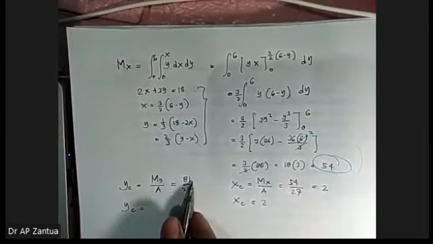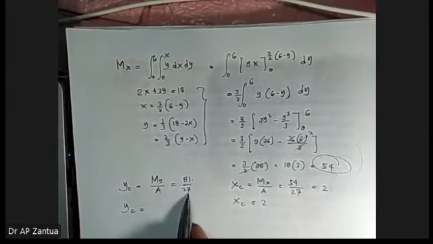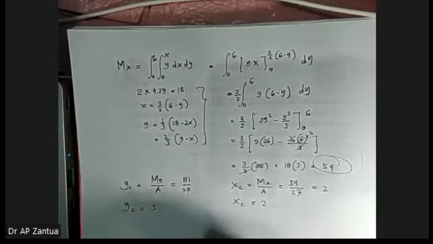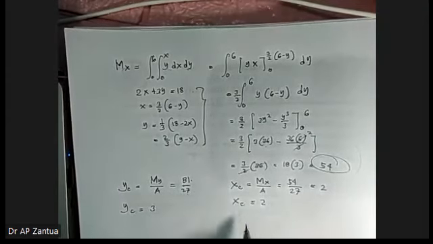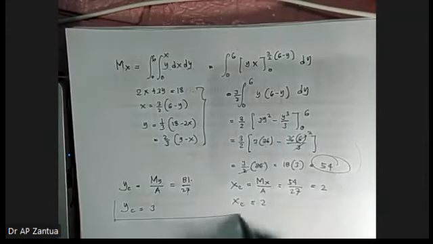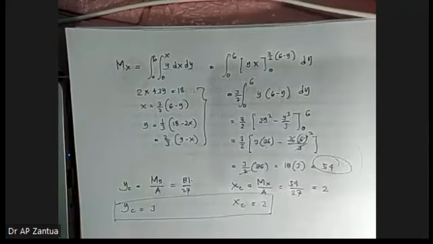y-centroid is what? 81 divided by 27 is 3. So we have the answer.